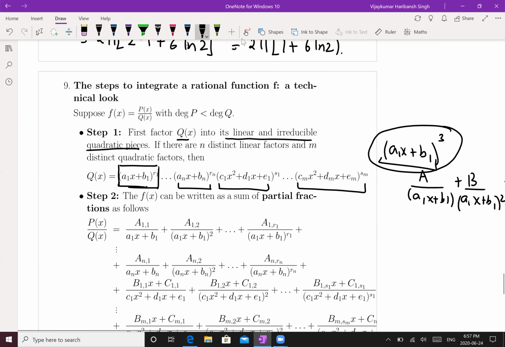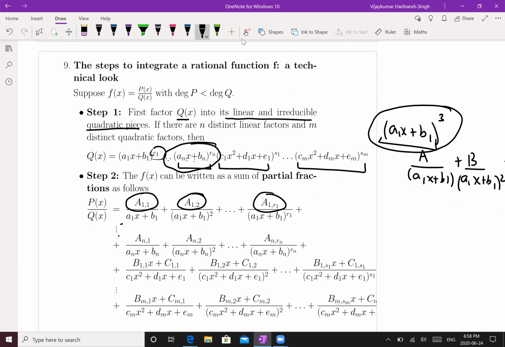So if it is degree r1, what will be the contribution for this part? It will be a1x plus b1 divided, over some constant in the numerator. I'm choosing to call it a11. Similarly, a1x plus b1 square here, and keep on going until we reach r1. So we have a1x plus b1 to the power r1, and we have some constants on top. The same thing will go for the next factors. So for the last one, we have an x plus bn to the power rn. So we have an x plus bn, then an x plus bn square, and so on all the way until power rn. So these are for the repeated linear factors, right?